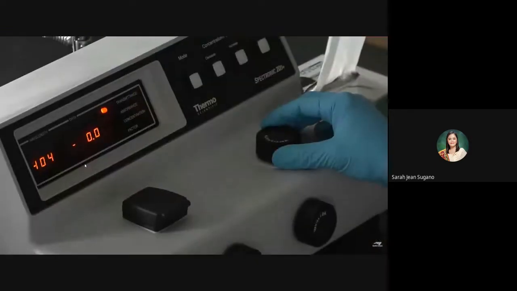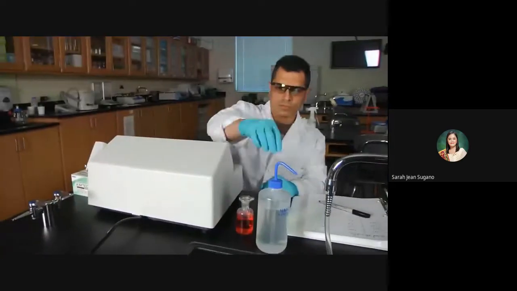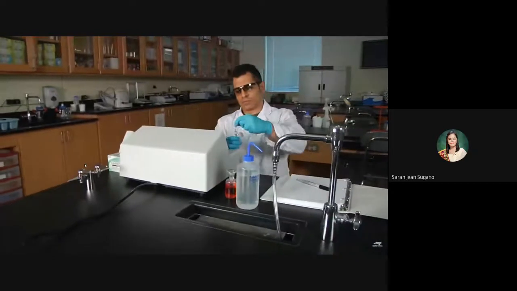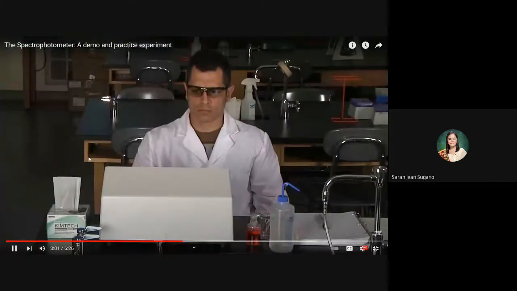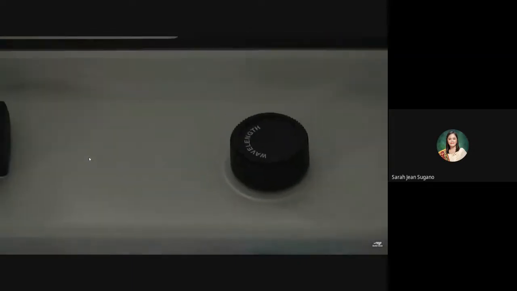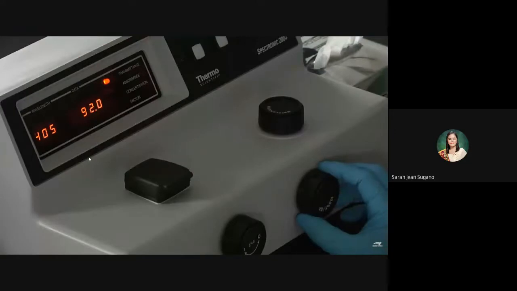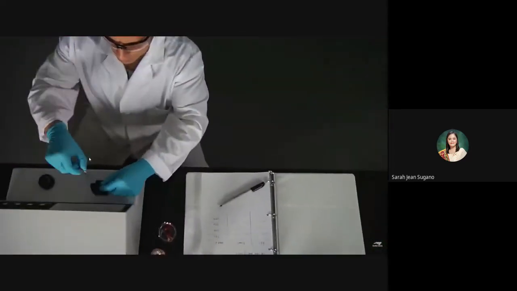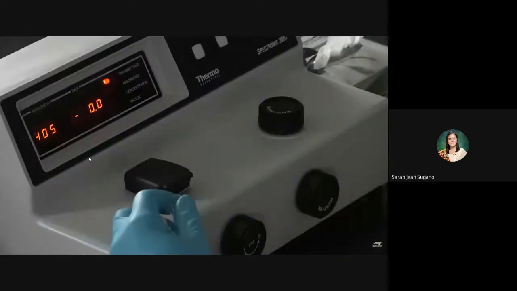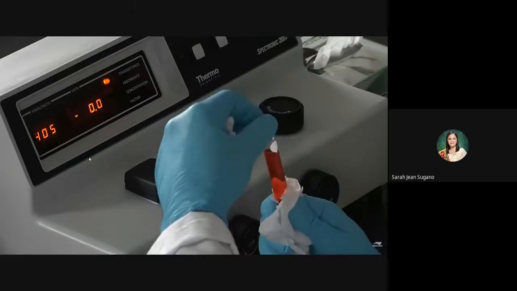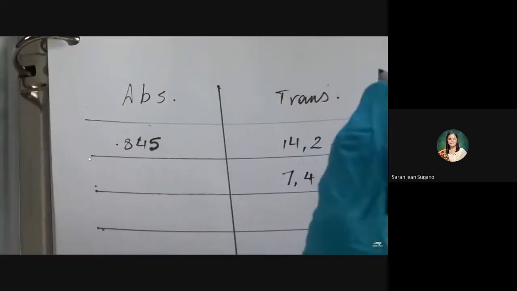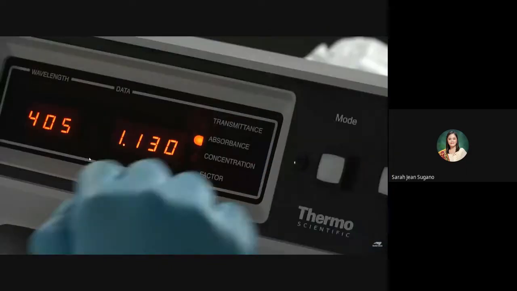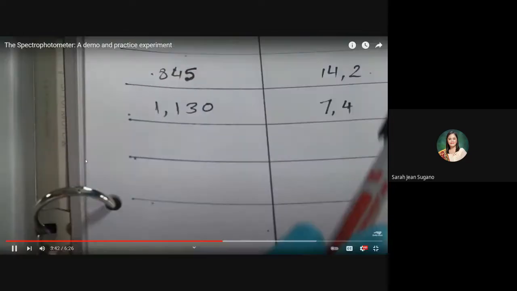Increase the wavelength by 25 nanometers to 405. Wipe the blank cuvette again and place it in the sample chamber. Adjust the transmittance control knob until it displays 100%. Now remove the blank. Wipe the sample cuvette and place it in the sample chamber. The transmittance for the sample at 405 nanometers is 7.4%. The absorbance for the sample is 1.130. Record this in your lab notebook.